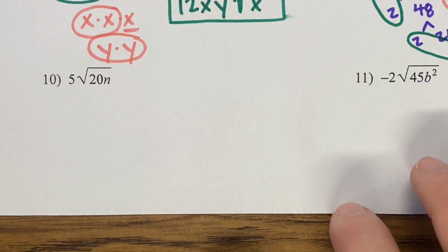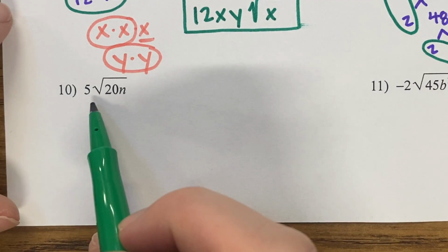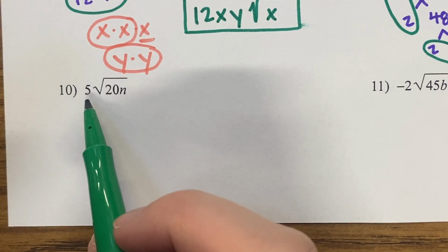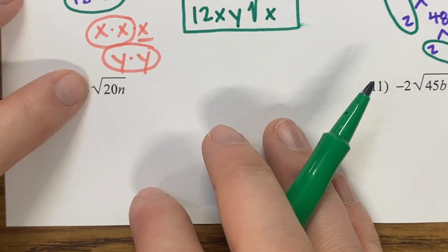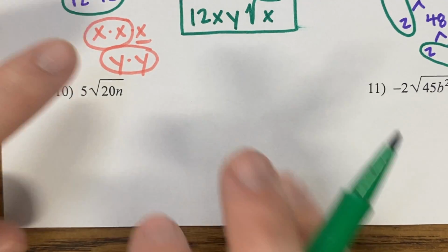Okay, for numbers 10 and 11. The only difference here is that we have a number waiting on the outside. Well, think of this as somebody's already on a date. We're just going to save them until the end. Okay, so let's just go ahead and simplify just like we've been doing.